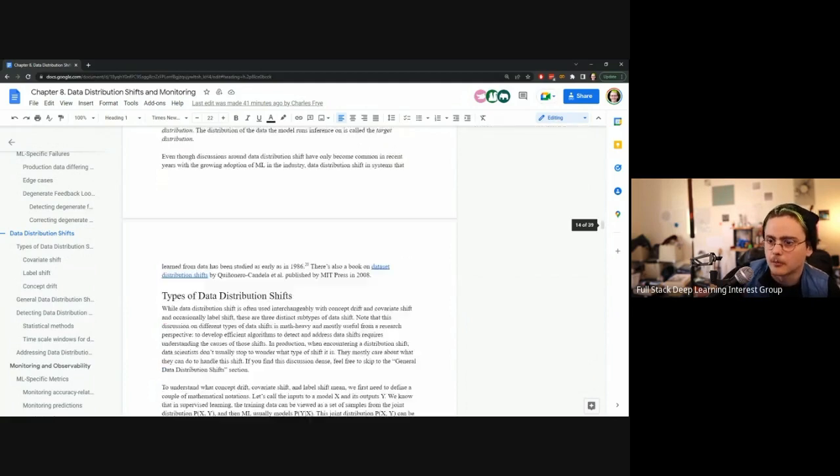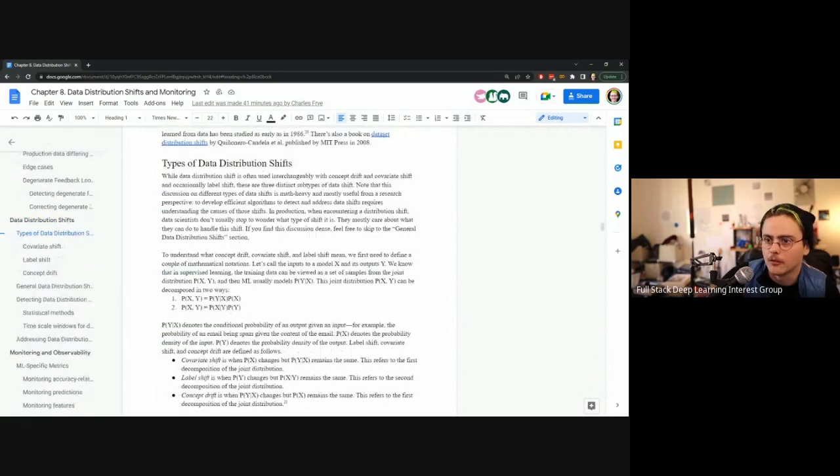This data distribution shift section goes over the different named types of data distribution shift. The general idea is that your model is learning about the joint distribution of your inputs and your targets. In particular, in machine learning we learn the conditional distribution from the inputs to the targets, and our model outputs something like a conditional distribution over y given the inputs x, so over the targets y given the inputs x.